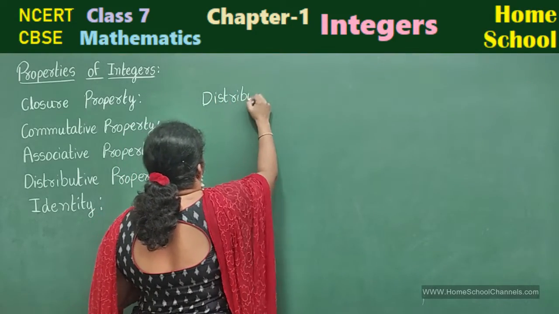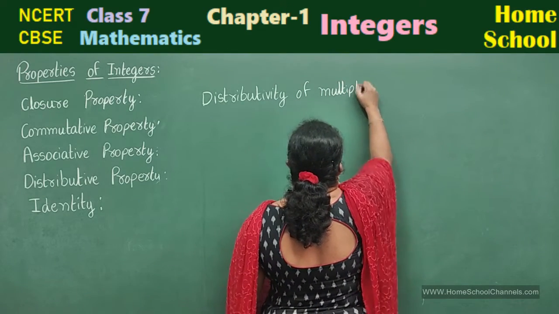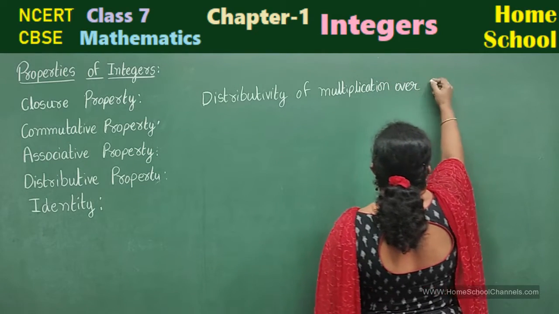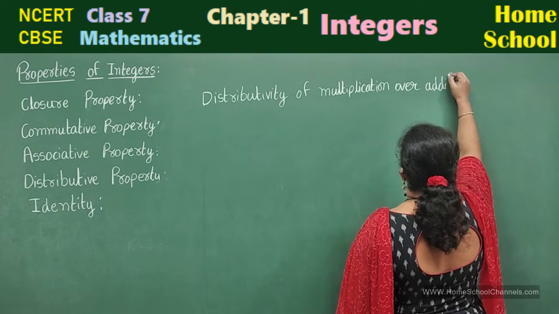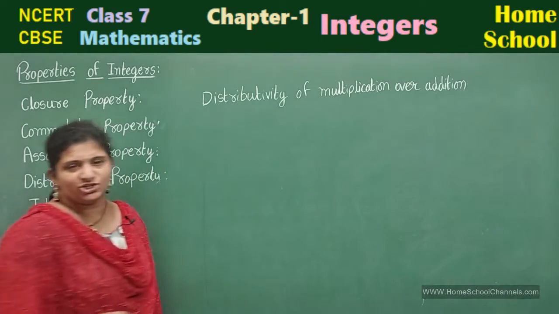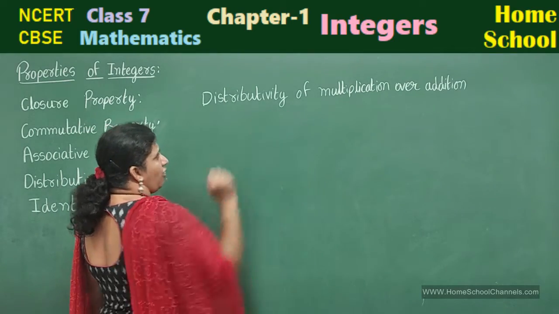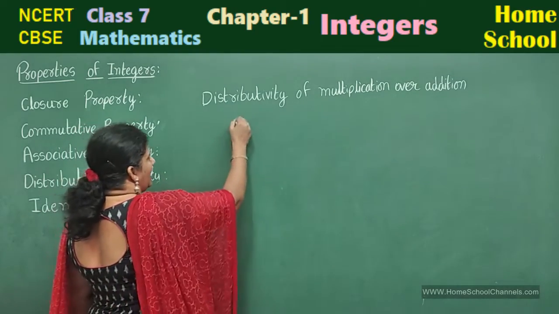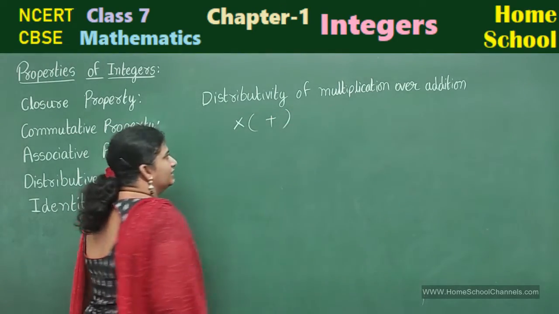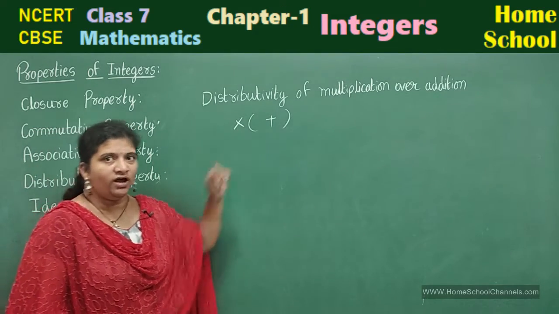Distributivity of multiplication over addition. Okay, distributivity of multiplication over addition. What is this? How will it be? How to remember this property? Distributivity of multiplication over addition.